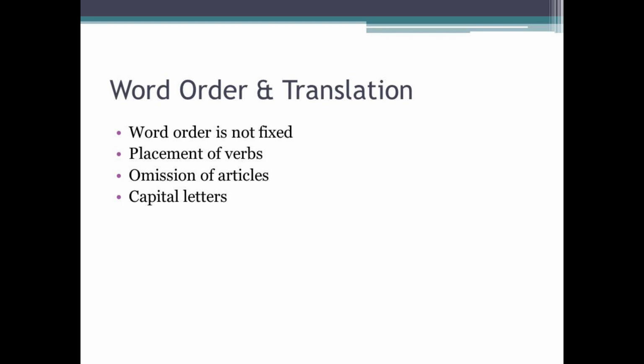Articles such as a, an, and the are also omitted in Latin texts, but you should include these when translating into English. Finally, Latin only uses capital letters for proper nouns such as names. The first word of a sentence in Latin starts with a lowercase letter, unless it's a proper noun, of course.